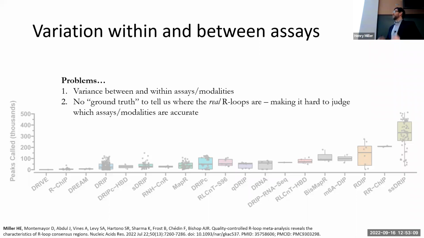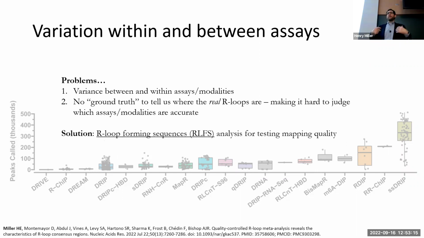And so to try to address that idea, I used R loop forming sequences as a sort of independent test of where R loops are being mapped and of which of these assays appears to map R loops more effectively than others. Now, the idea here is, again, R loop forming sequences show a propensity for R loop formation, and not all of them will have an R loop in them. And also, not all R loops will occur in an R loop forming sequence, but we expect enough of a statistical enrichment between the two that we can use them as a test of whether or not an R loop mapping sample is actually mapping R loops.